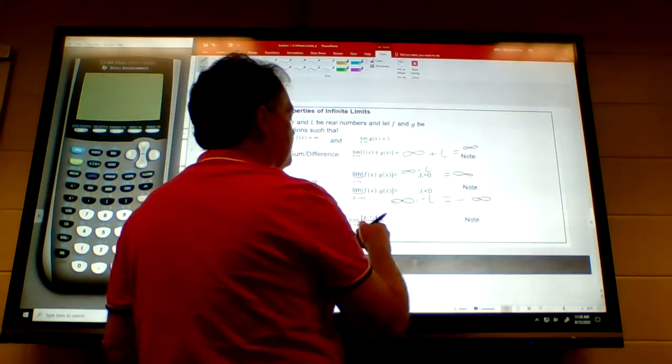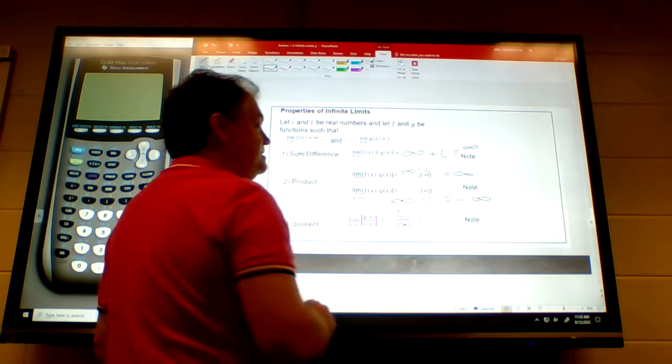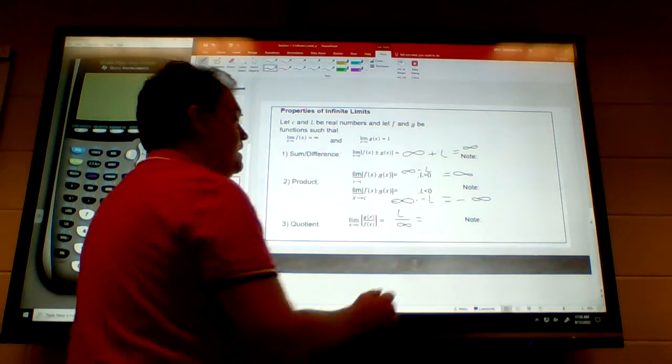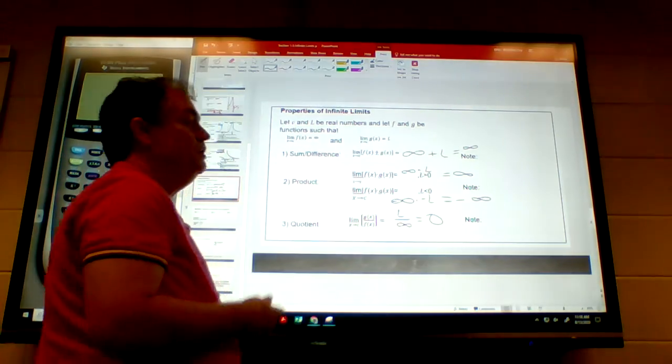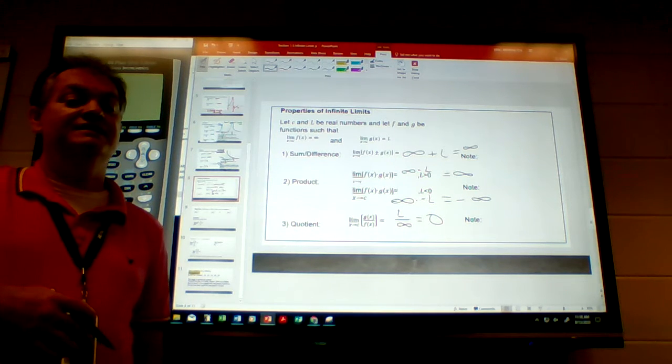And then finally, L over infinity. Well, when that happens, when you divide anything by infinity, that's going to give you a value of 0. All right, we'll talk more about this when you come into class next time.